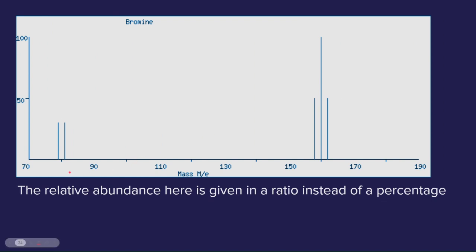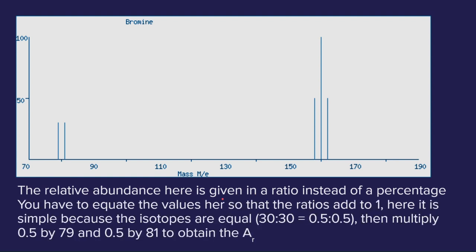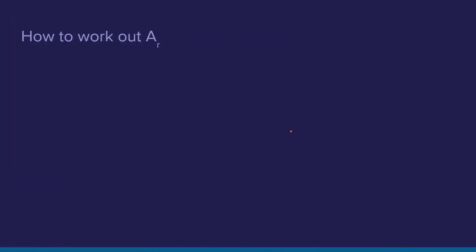And the relative abundance here is a ratio rather than a percentage, otherwise it would be more than 200%, you can't have that. So you have to equate the values here, so that the ratios add to 1. And here it's simple because the isotopes are equal. They're 30 to 30 is the values there, which is 0.5 to 0.5. Then multiply 0.5 by 79, and then add that to 0.5 by 81 to get the relative atomic mass.